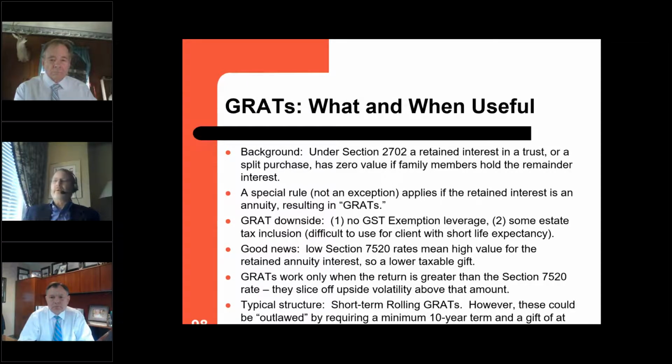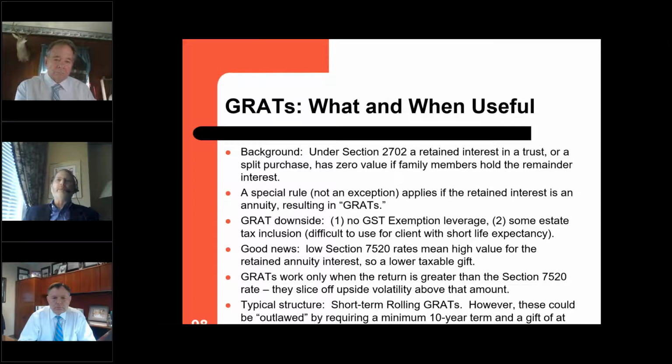What's different in 2020? Well, first of all, interest rates are at historic lows, so the 7520 hurdle rate is incredibly low. It makes GRATs very valuable and very effective to use. Now, the traditional way GRATs have been applied is short-term two-year rolling GRATs. More traditionally, they've been done in a granular form.